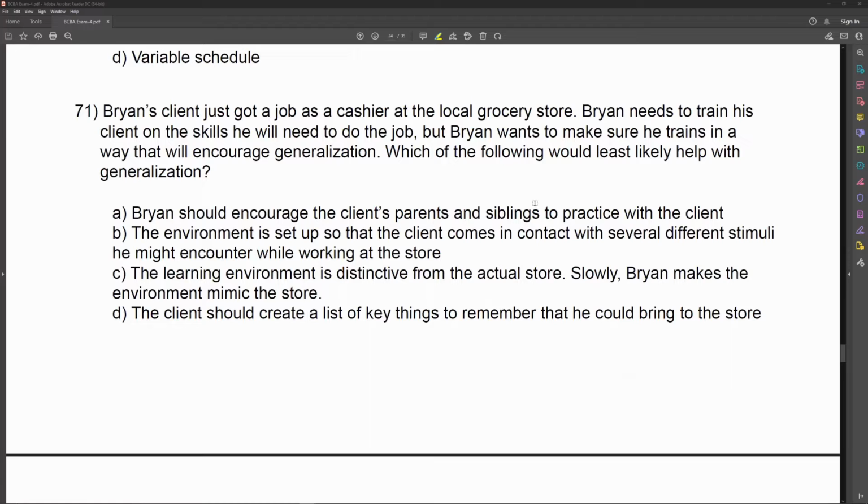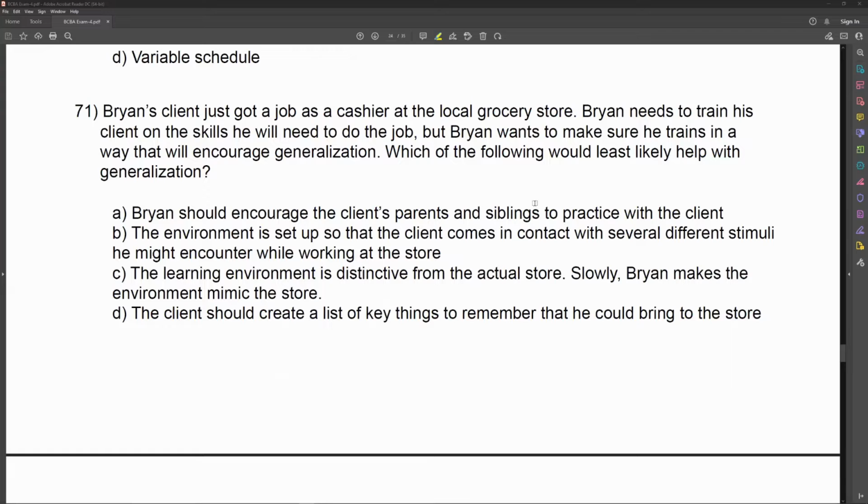Okay, so generalizing is a major component to any skill acquisition plan, to any behavior reduction plan. It's one of our dimensions. It's arguably the most important thing we should be trying to train for when teaching our clients. Because if we're not generalizing, we're not really doing our job. If they can't do it outside the learned environment, okay, it's not much use to them. So in this scenario, Brian's client is going to be a cashier at the local grocery store. The question wants to know, what is the least likely way to encourage generalization for skills needed as a cashier?